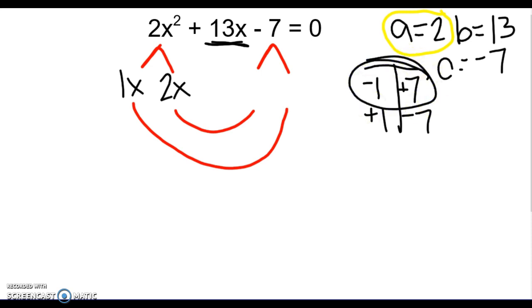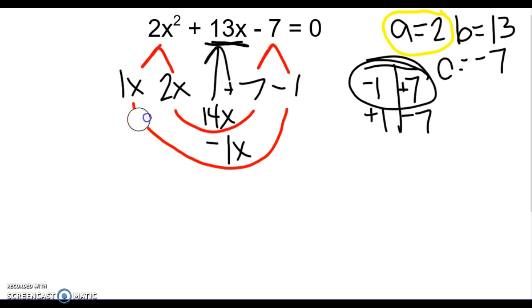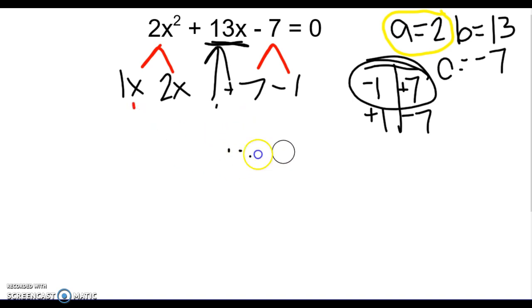I think that the 7 is going to have to dominate, and I want that 7 to multiply by the 2. So +7, -1. Is that right? Because that gives me +14x and -1x. When I put those together, do they give me 13? You bet they do.